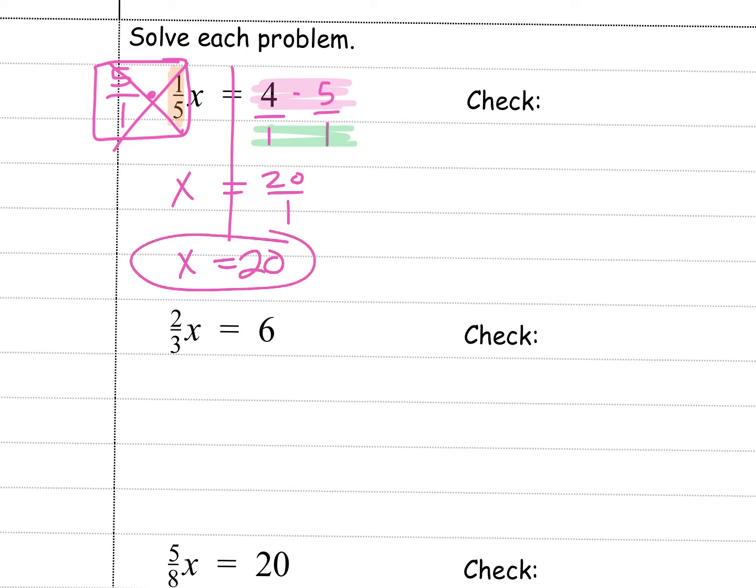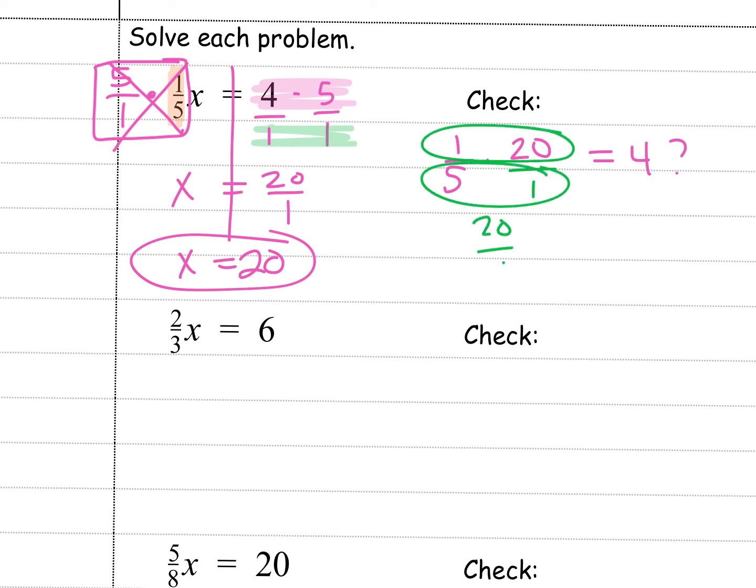Then we're going to check. 1/5 times 20, is it equal to 4? If I think about multiplication, I have 1 times 20, which is 20, over 5 times 1, which is 5. 20 divided by 5 is 4. 4 equals 4. It works out. My answer is correct.